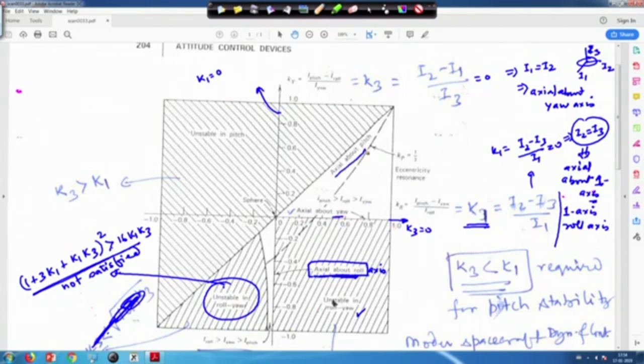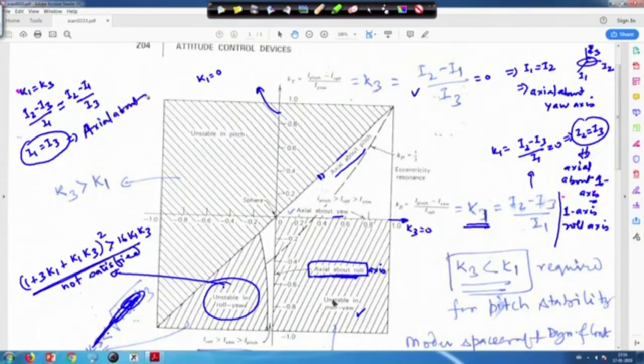This line is written here, axle about the pitch axis. So, on this particular line, k 1 equal to k 3. Okay. So, k 1 equal to k 3. So, k 1 is I 2 minus I 3 divided by I 1, and k 3 is I 2 minus I 1 divided by I 3. So, this implies I 1 will be equal to I 3. Okay, only then these two quantities on the left and right will be equal, and this implies that axle about the pitch axis.